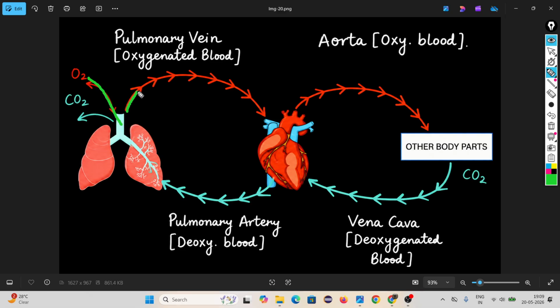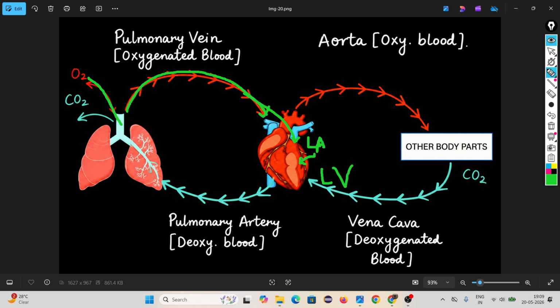From the lungs, through a pulmonary vein, it comes to the heart. Oxygenated blood always comes first to the left atrium. From the left atrium, by the help of valves, it comes to the left ventricle.